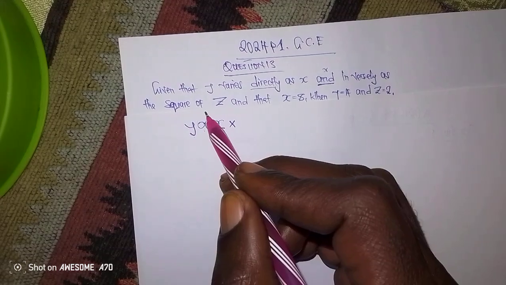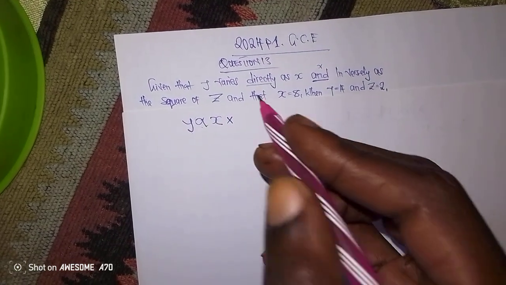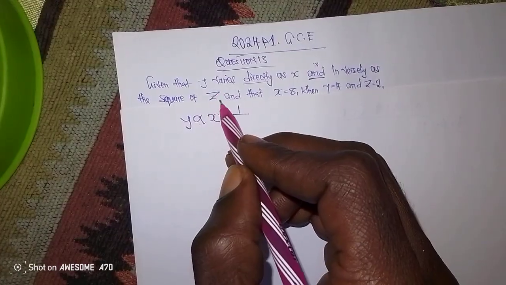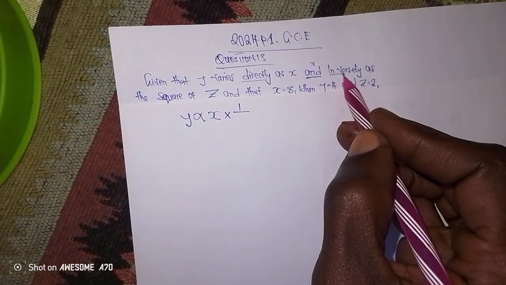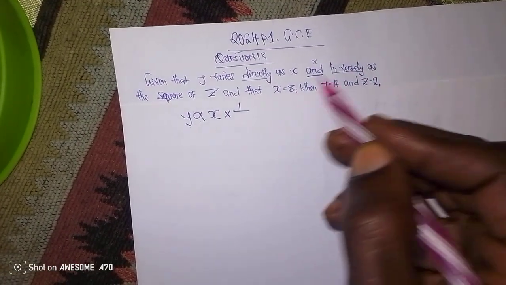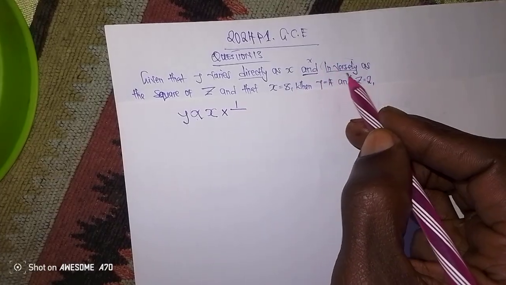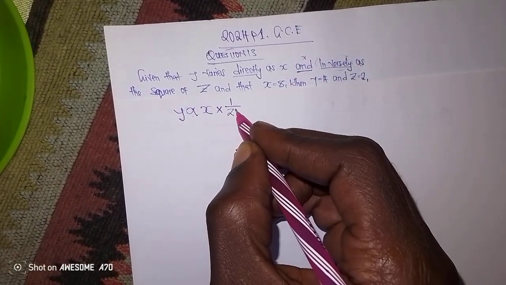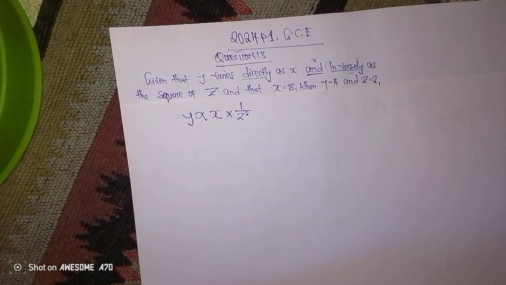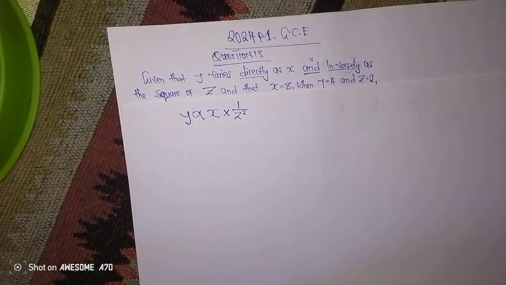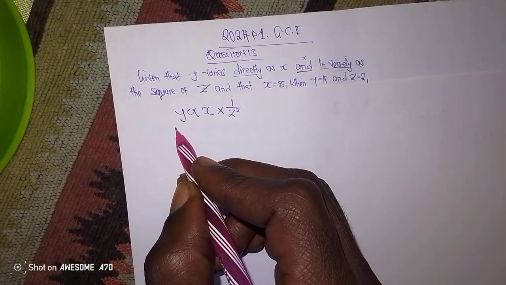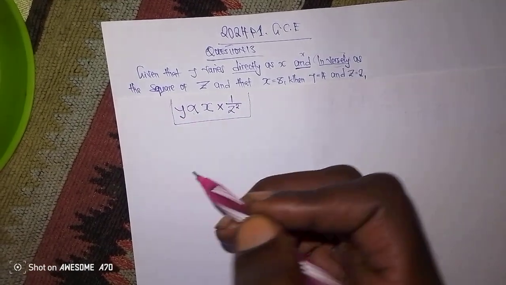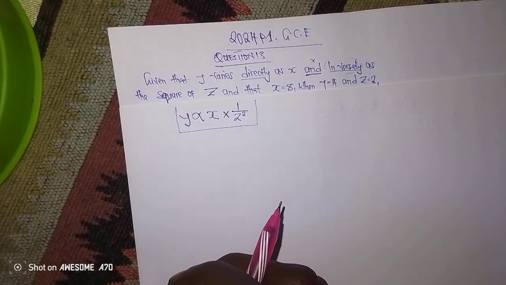Inversely as the square of z. So inverse is simply 1 over the same z, because we've been told that it is inverse. So this one is coming as a result of the inverse as the square of z. Okay, so this is our variation expressed in a mathematical way.